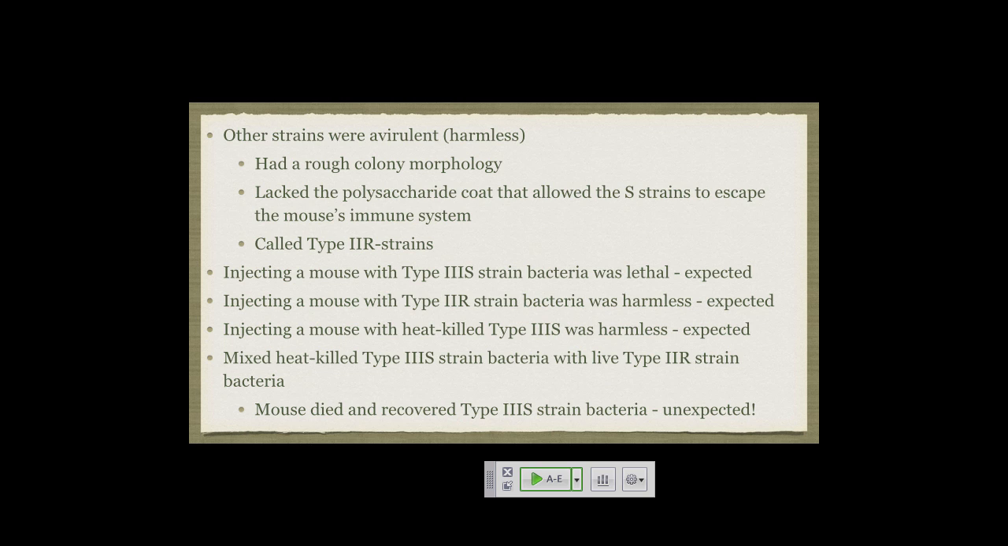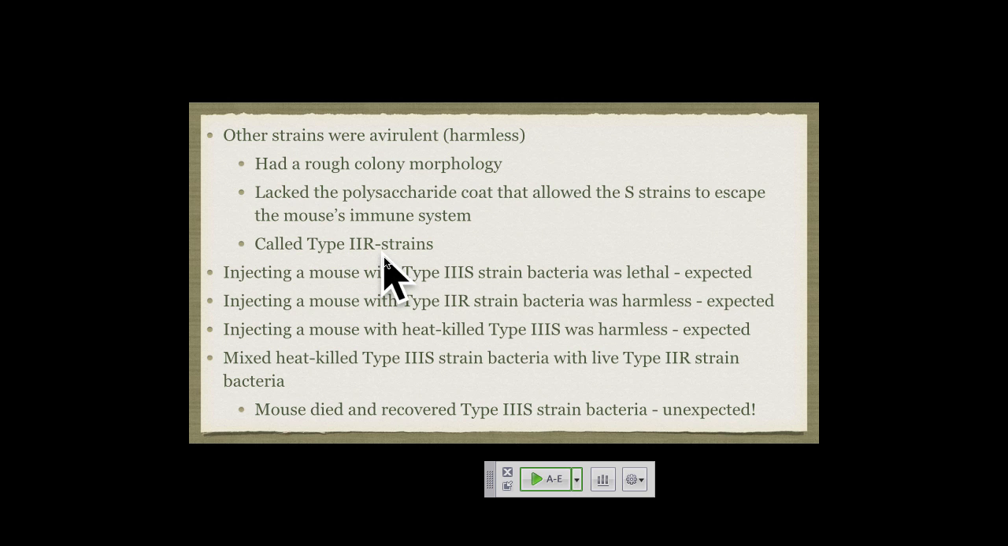He also had some avirulent strains. That is, he could infect these into the mice, and then the mice were happy. There was no problem. There was no infection. They had a rough morphology because they lacked this polysaccharide coat. They had a mutation in the genes that encode that. And because of the lack of this polysaccharide coat, they were very effectively picked off by the mouse's immune system, and therefore these were avirulent bacteria. They are immunological strain 2, so type 2R are not virulent.